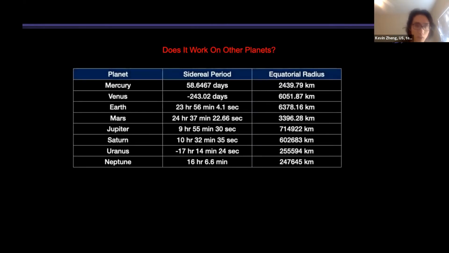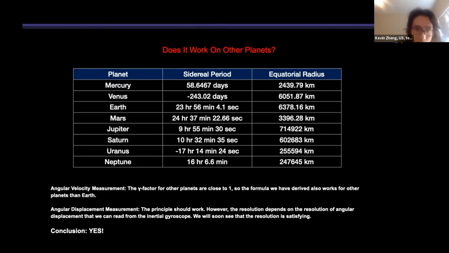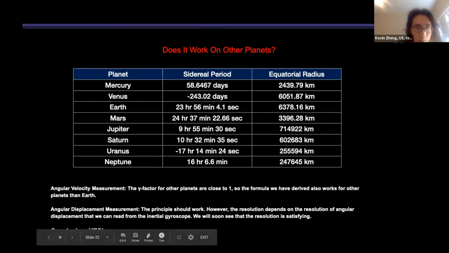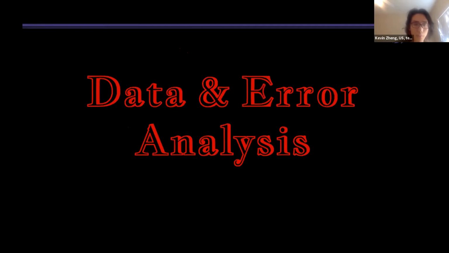Does this work on other planets? Considering the angular velocity measurement, the gamma factor for other planets is also close to 1. So the secant effect, the formula that we derived for it, is still working. The angular displacement measurement, the principle should work, but we need a high resolution. It depends on the resolution of the angular displacement that we want, which means that it depends on the ability of our inertial gyroscope, and we'll come to that later.